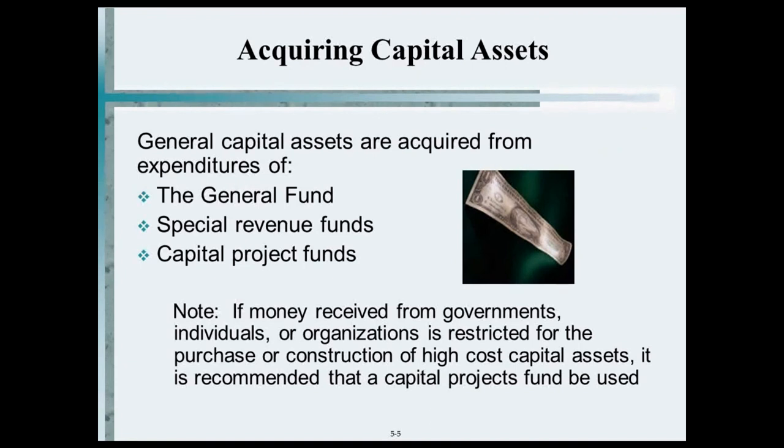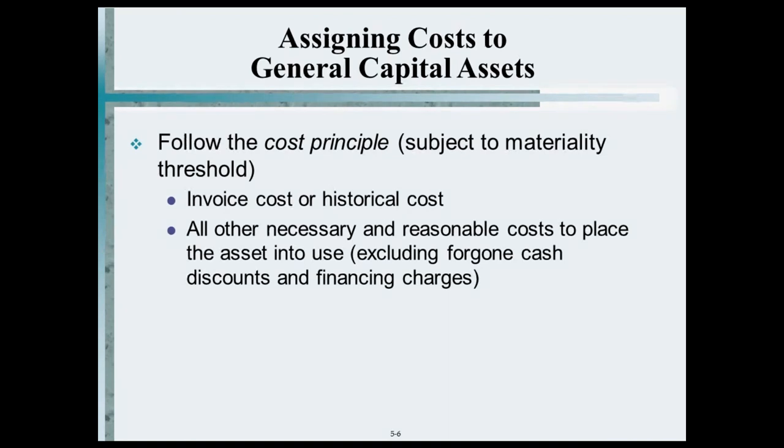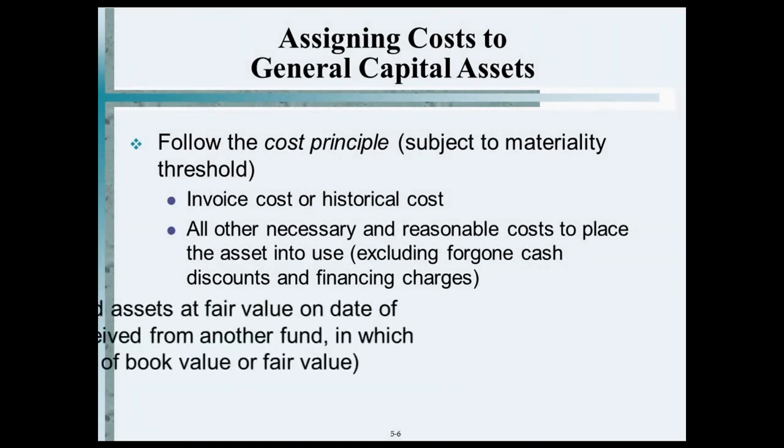And general capital assets are acquired from expenditures of the general fund, special revenue funds, and capital projects. Most of the general capital assets would be acquired from there. They are basically construction projects, right? So it would basically arise from capital projects. But who eventually pays for it? The general fund. Through what? Taxation, right? And this is the cost principle of how you value capital assets.